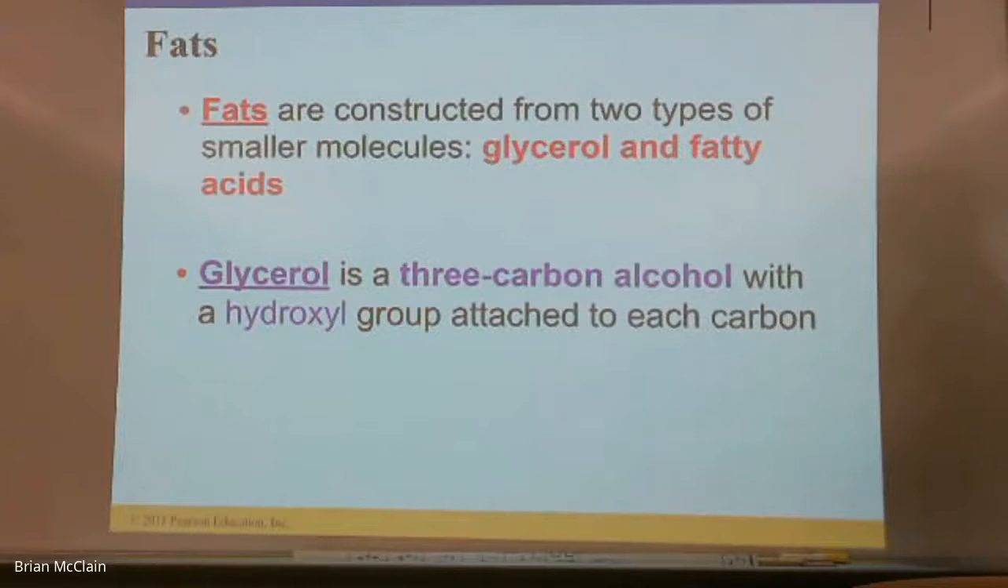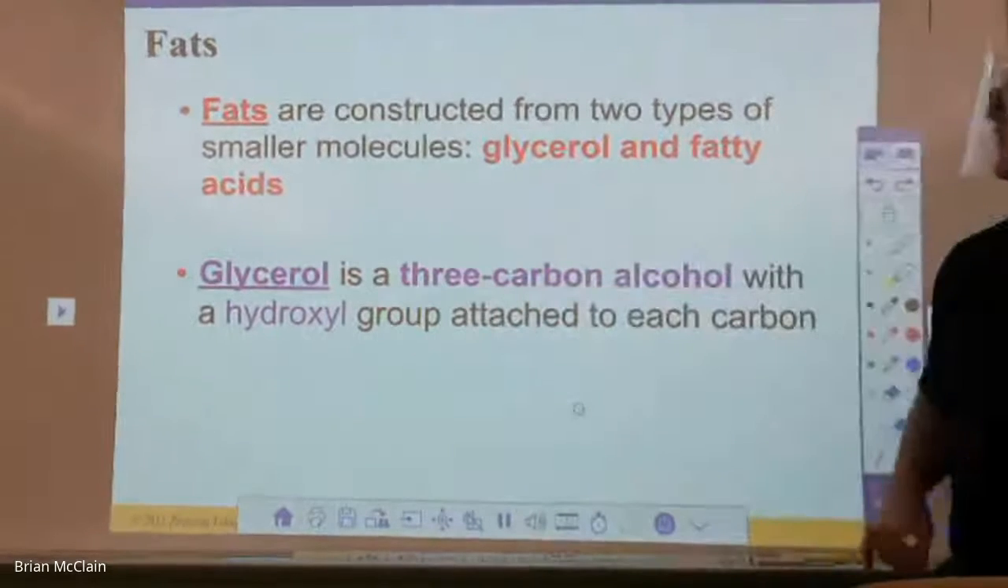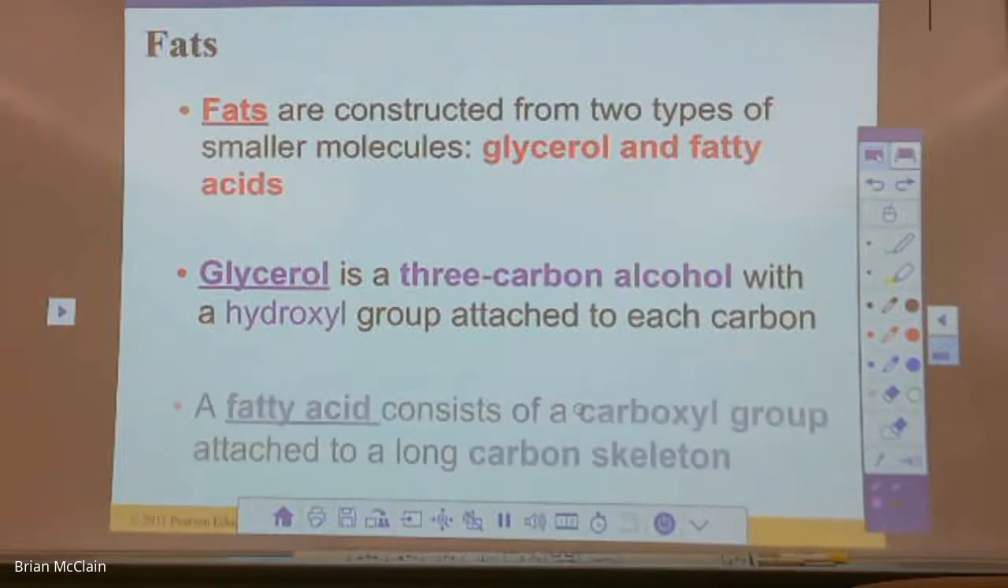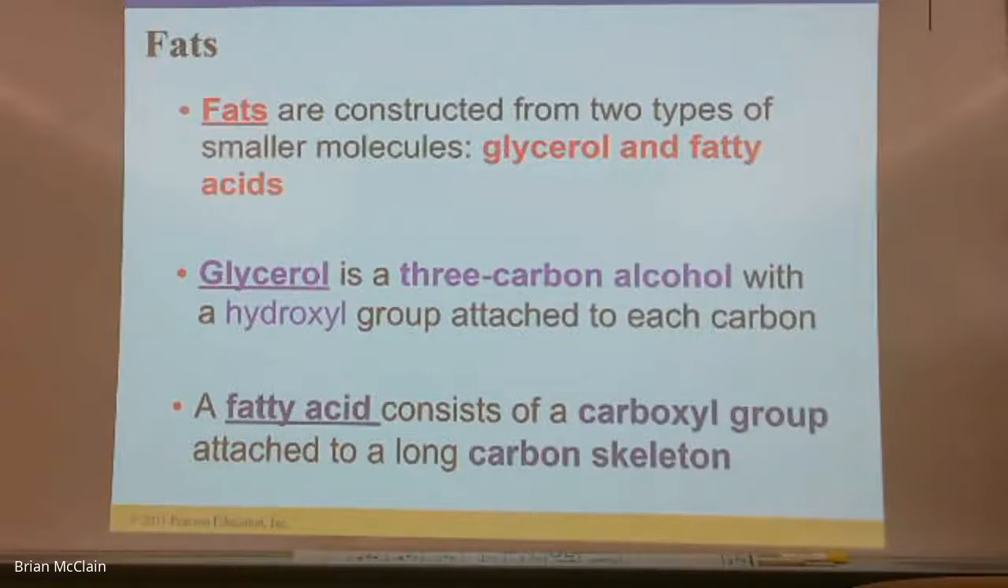A lot of times when we look at this, they're going to be classified as a triglyceride because you're going to have 3 of those fatty acid chains hooked up to a glycerol, and they're going to be attached onto those 3 different carbons where the alcohols are, okay? The fatty acid is going to have a carboxyl at one end, followed by a long hydrocarbon chain.